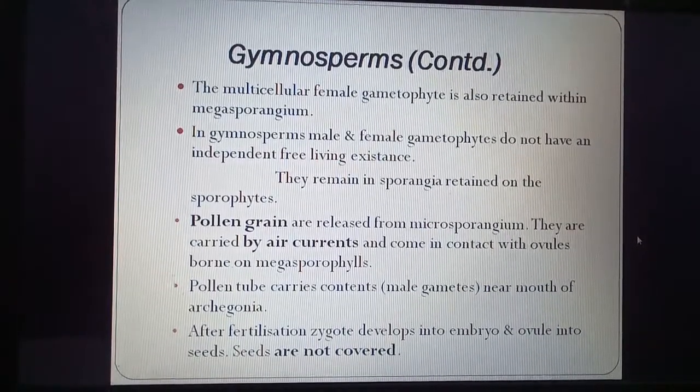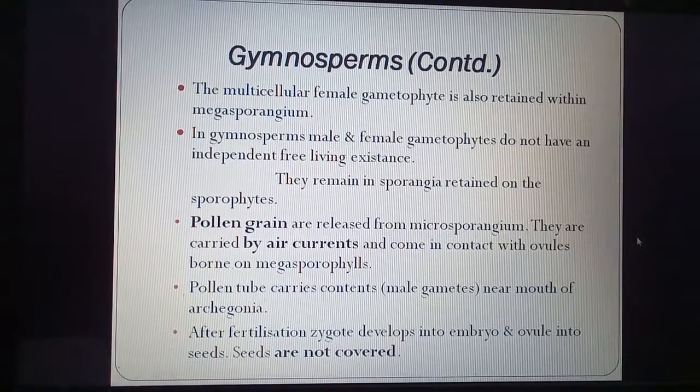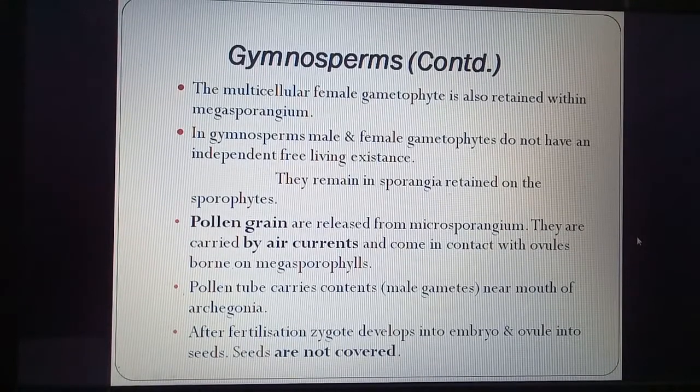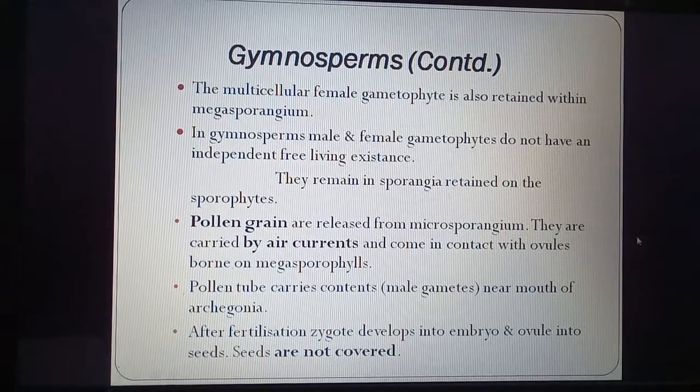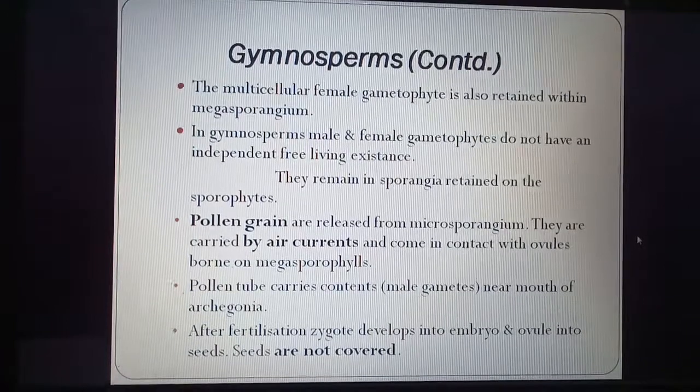Pollen grains are released from the microsporangium. They are carried by air currents and come in contact with the ovule on the megasporophyll. On the female part, a pollen tube is formed and it carries male gametes near the mouth of the archegonia, which is flask shaped. After fertilization, the zygote develops into an embryo and the ovule develops into seeds. And the seeds are not covered. That's why the term gymnosperm means naked seed, or a seed which is not covered by a fruit.